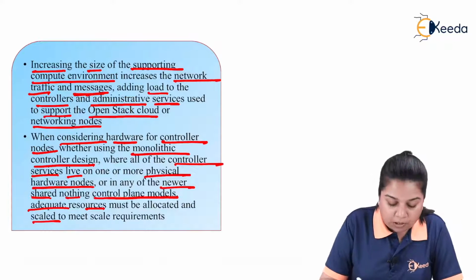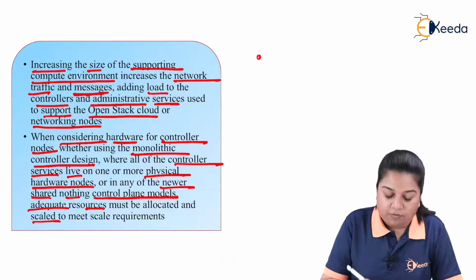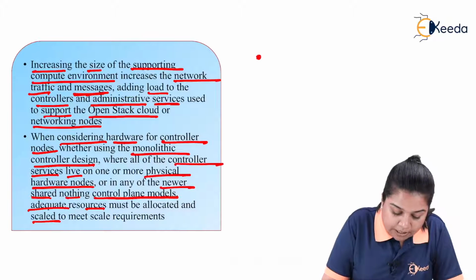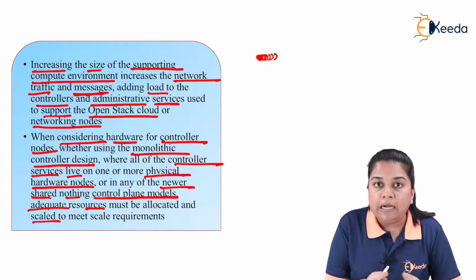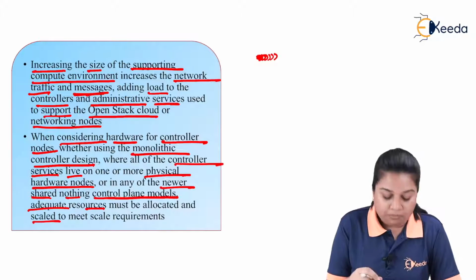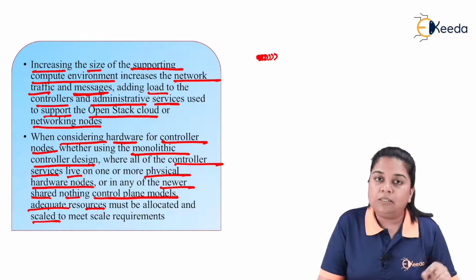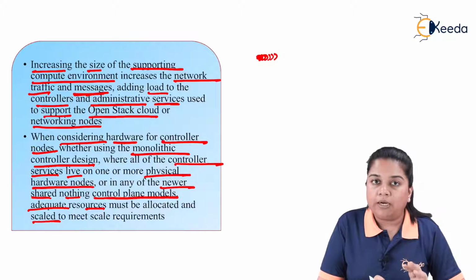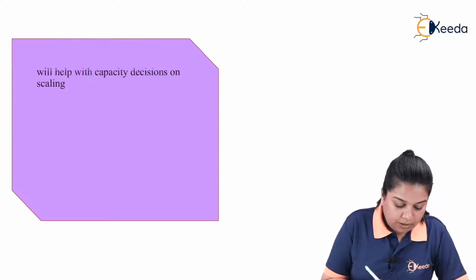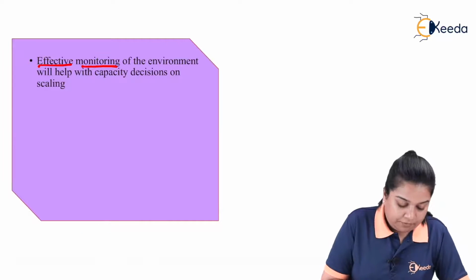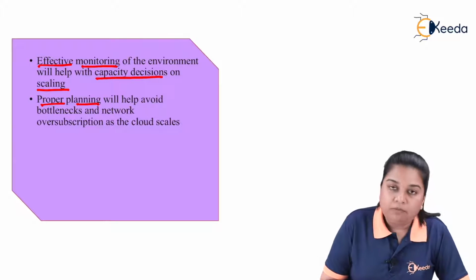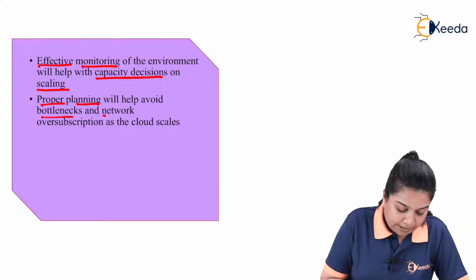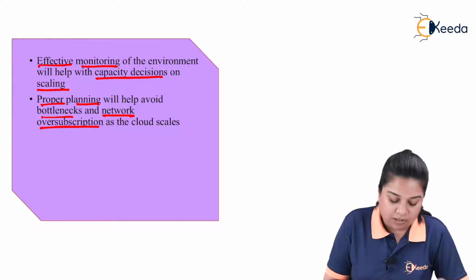That means if the requirement for some resources arrives, and every month they need to increase their particular requirement, it should be allocated to them and the scaled level should be provided to them. So in that way we have to consider these particular requirements or architecture design. Then, effective monitoring of the environment will help the capacity decisions on scaling. Proper planning will help avoid bottlenecks and network oversubscription as the cloud scales.